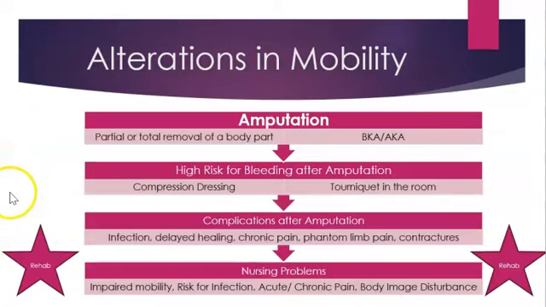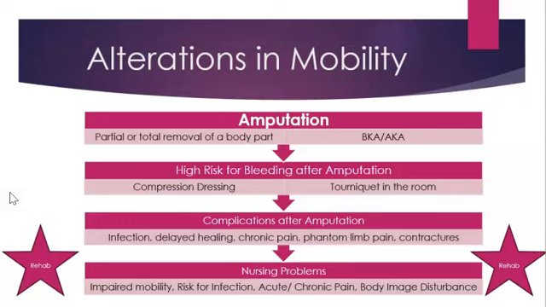Continuing on, alterations in mobility, thinking about an amputation. Amputation is partial or total removal of a body part. So we can have a BKA, we can have an AKA. Well, what does that even mean? BKA, below the knee amputation, AKA, above the knee amputation. We can also have upper extremity amputations as well. So an amputation is that partial or total removal of the body part.